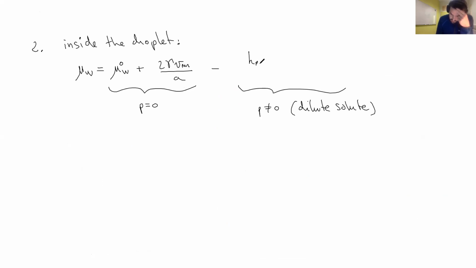Minus kBT times Vm, the molecular volume of water, times the concentration of solute. In the first problem, it was the oil droplets that were the solute. Here, it's the salt. So the concentration is P divided by the volume. Do you understand what I wrote? I simply used the formula for the chemical potential of water when it is a solvent.